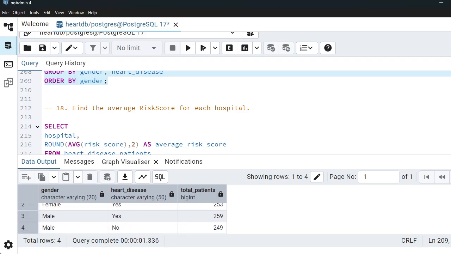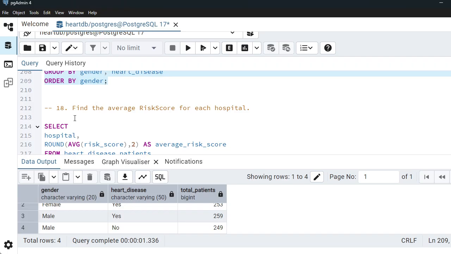So the male that have, or what's it called, the total patients that don't have heart disease is 256. Male that have heart disease is 60. So it divided each one of them step by step, and you have their information just like this.